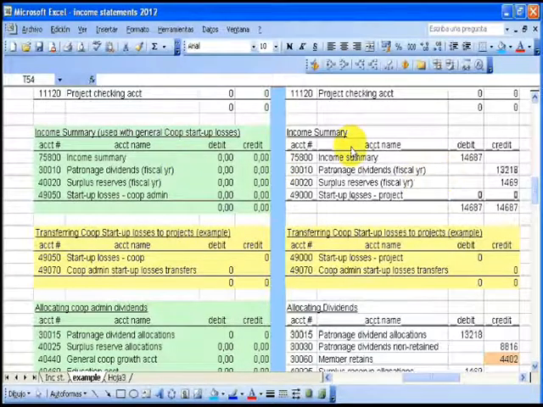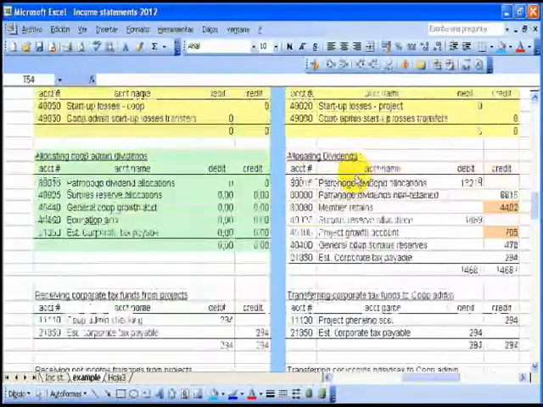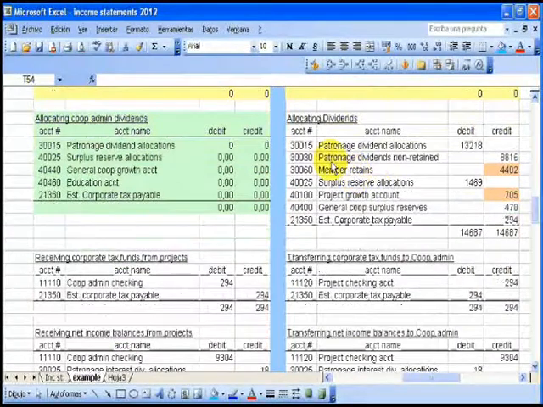But this journal entry right here of income summary basically closes the books for the projects at the end of the month. And no more startup losses, so nothing to see there.